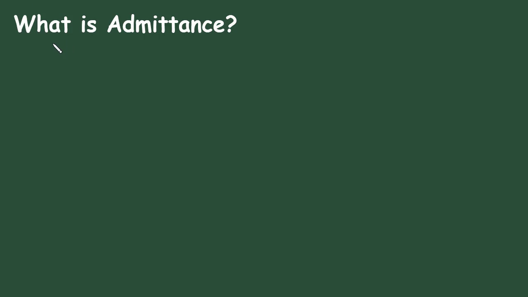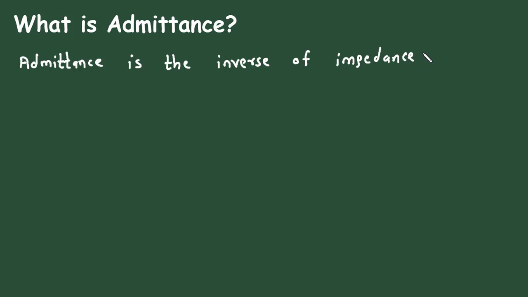In this video, we will see what is admittance. Admittance is the inverse of impedance. Impedance is denoted by Z. We can say admittance is the inverse of impedance or reciprocal of impedance.